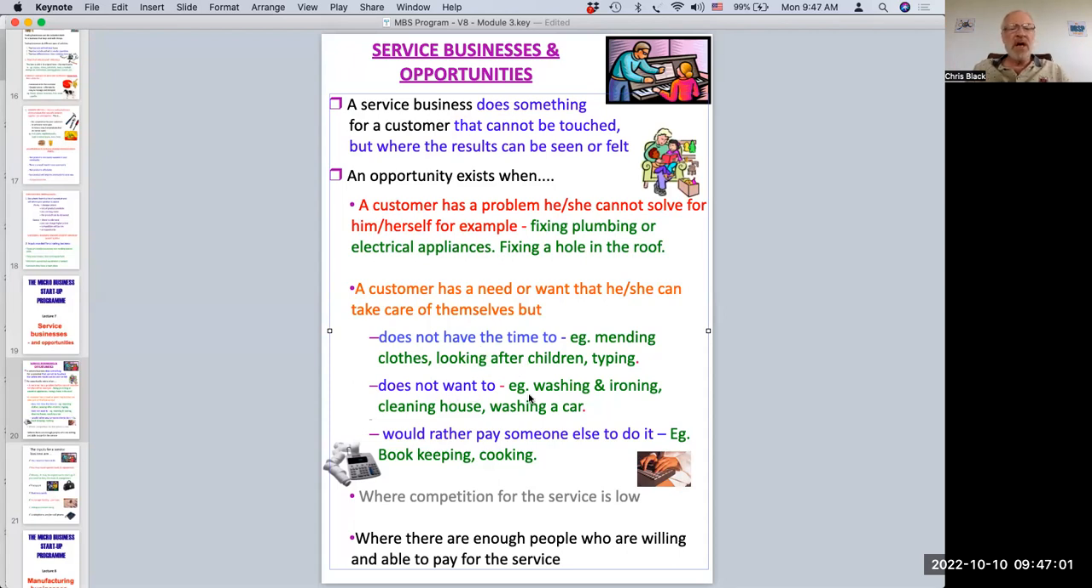So, for instance, everybody can wash and iron clothing, clean a house, wash a car. I mean, it's not that difficult. You don't need special skills to do that, but you may not want to do that. So you may have the money where you employ somebody to do that, and then you'd rather pay somebody else to do it.